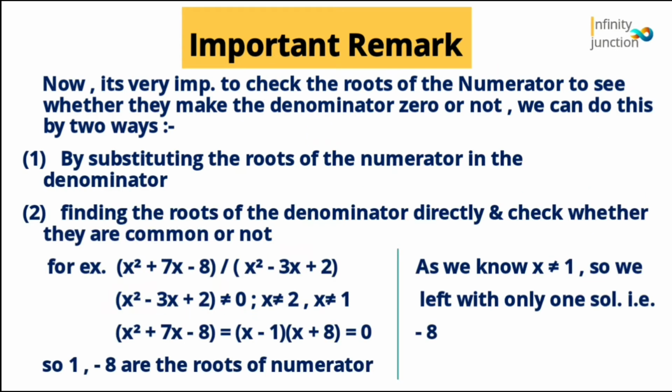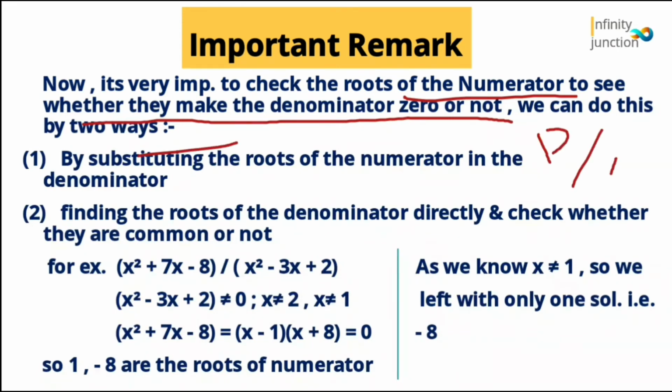Okay, now here is a very important remark. If the equation is in p by q form, it is very important to check the roots of the numerator to see whether they make the denominator 0 or not. We can do this in two ways: by substituting the roots of the numerator in the denominator, or by finding the roots of the denominator directly and checking whether they are common to each other or not.